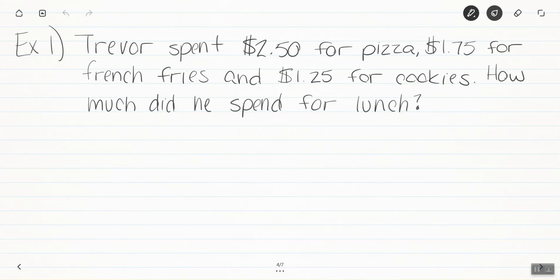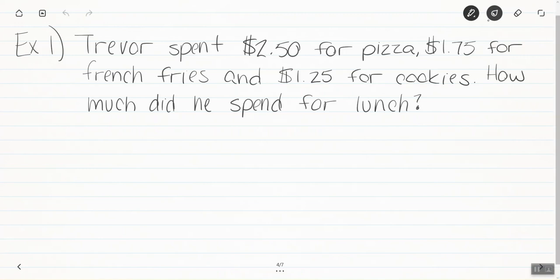So Trevor spent $2.50 for pizza, $1.75 for French fries, and $1.25 for cookies. How much did he spend for lunch? Okay, I'm going to read it again because it says read as my steps. Trevor spent $2.50 for pizza, $1.75 for French fries, and $1.25 for cookies. How much did he spend for lunch?